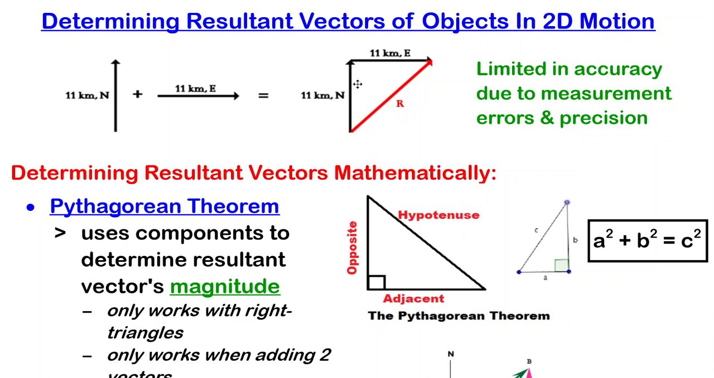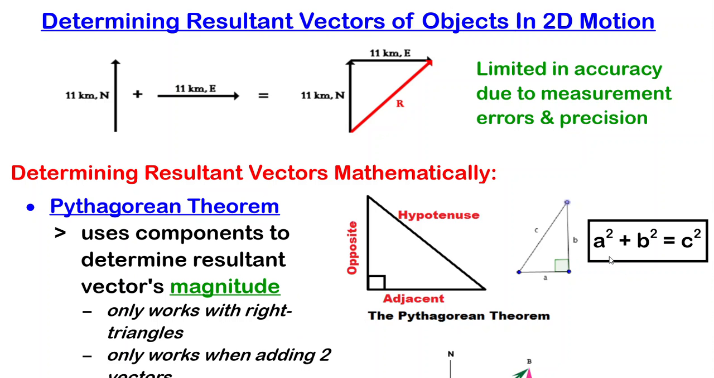Because we can make triangles out of our resultant vectors, as you can see here, a displacement of 11 kilometers north and 11 kilometers east gives me this resultant right here, and this is a right triangle. So that means we can use the Pythagorean theorem to solve for the magnitude of the hypotenuse, in this case, which is our resultant. I know you've encountered this in math class before, so we're not going to spend a ton of time on it.